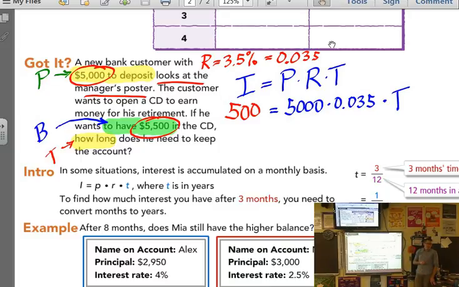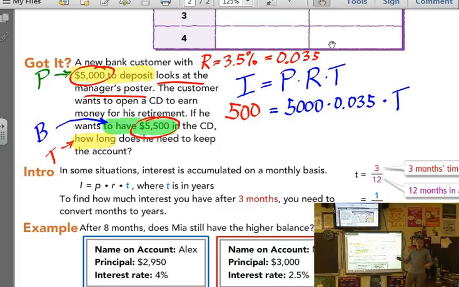Questions? How we figured that out? How did you find out what the time was? We don't know yet. We still don't know the time. We're getting there. Because it says he wants to have 5,500, so he wants to earn 500. The math he's solving for is how long will it take me?